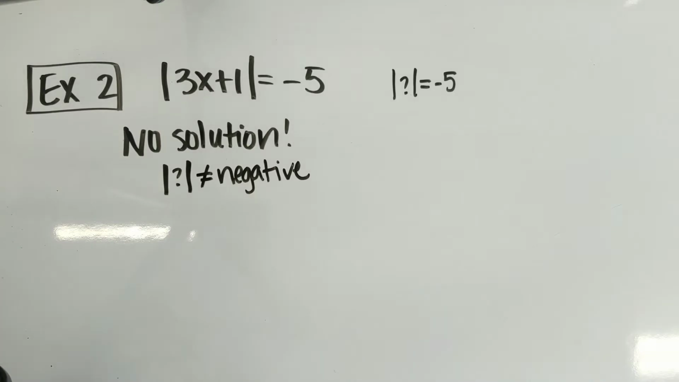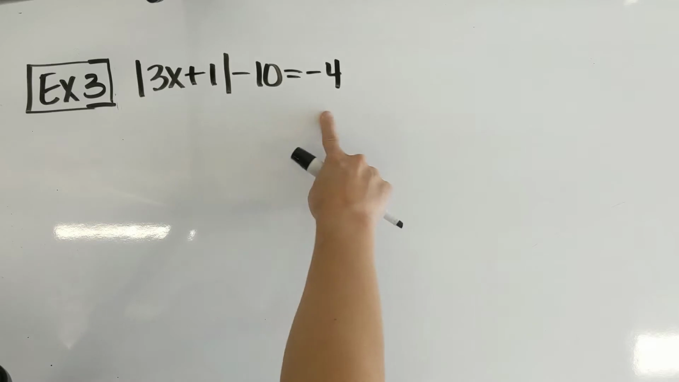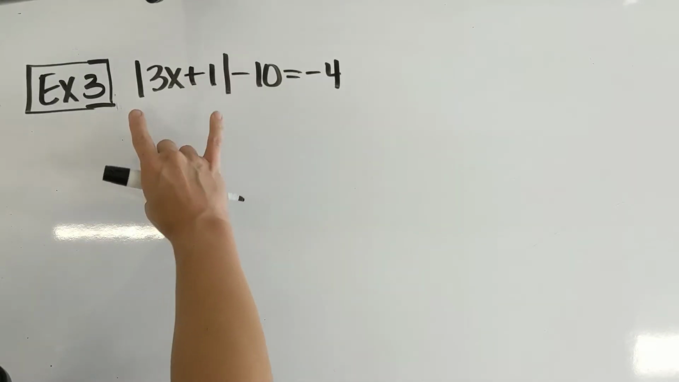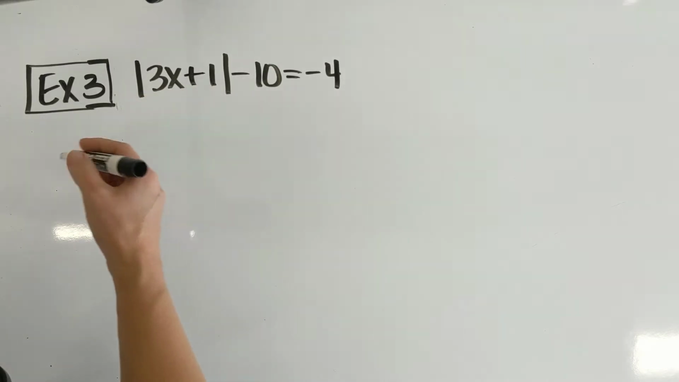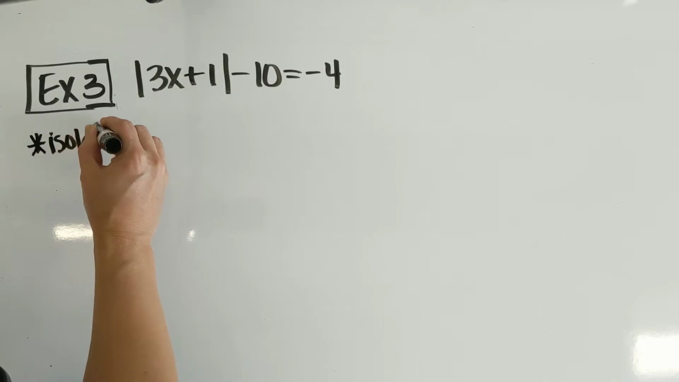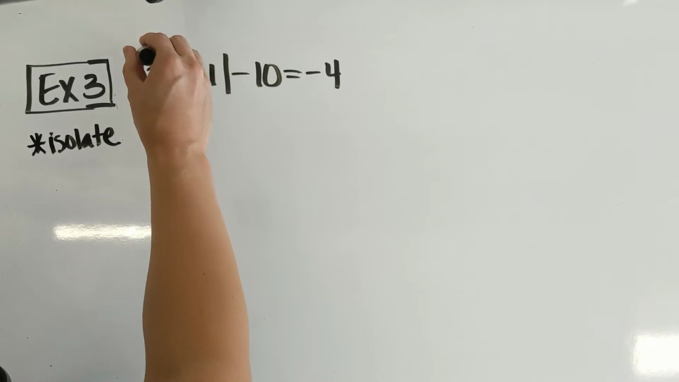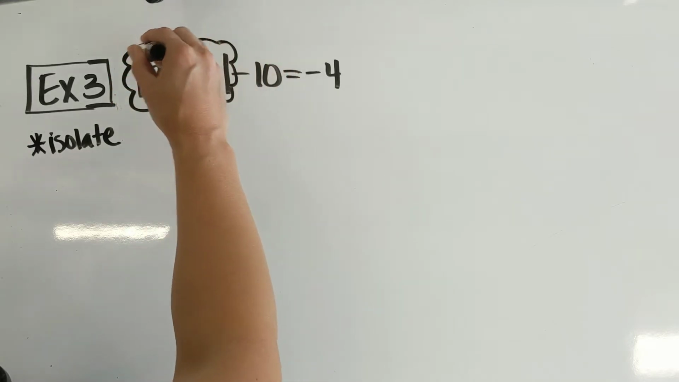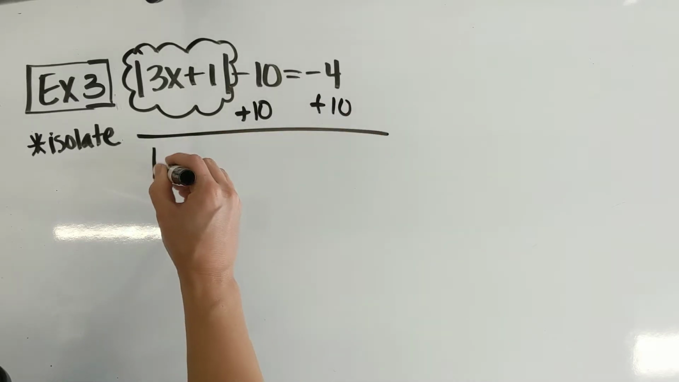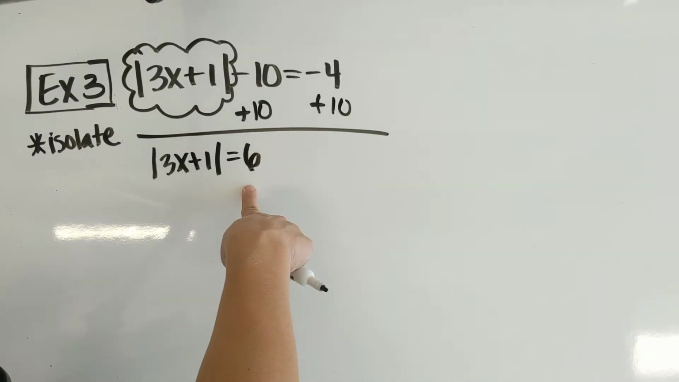So let's take a look at example 3. So we just said that if I take the absolute value of something and it's equal to a negative, it can't be a solution. However, in this case, we're not done isolating the absolute value yet. So when you're solving absolute value equations, you always want to isolate the absolute value before you do any two possibilities. So if I get this term by itself, I can do that by adding 10 to both sides. So now we have the absolute value of 3x plus 1 is equal to 6, which is perfectly acceptable.